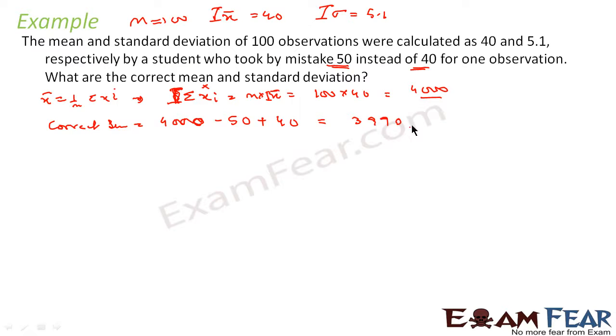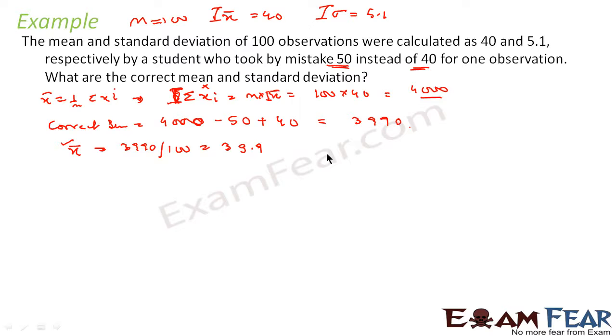Therefore, the correct mean is nothing but 3990 by n, and the number of terms is 100. So the correct mean is nothing but 39.9. So this is what we have got: the correct mean 39.9.